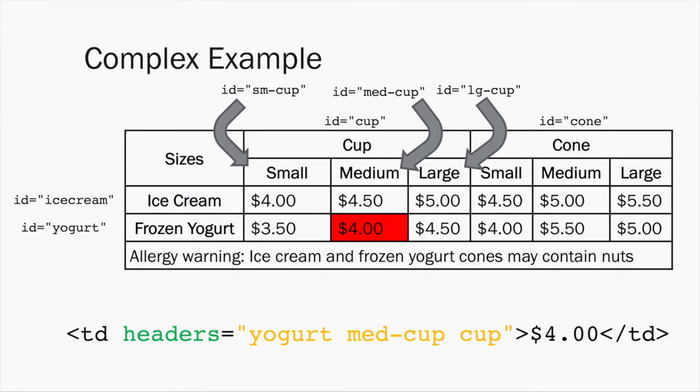In a bit more complex example, if we have the ID of small cup, mid cup, and large cup, or SM cup, mid cup, and LG cup, then we can allow the search engines and assistive devices to specifically label that value. If the search engine were to just see $4, that $4 could be a small ice cream cup, it could be a small yogurt cone, or it can be a medium ice cream cup, medium yogurt cup. In this case, we're listing all of those in the headers attribute, and again, any order you want, but in this case, the search engine knows exactly where to place that and how to organize it as well.